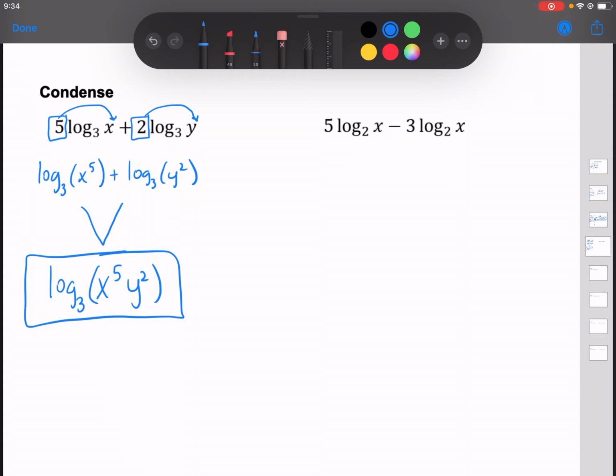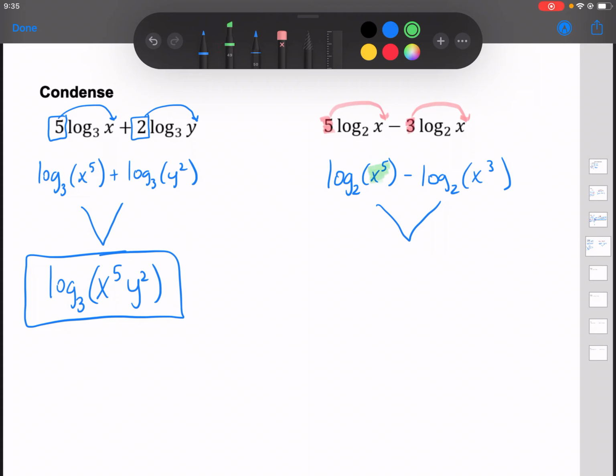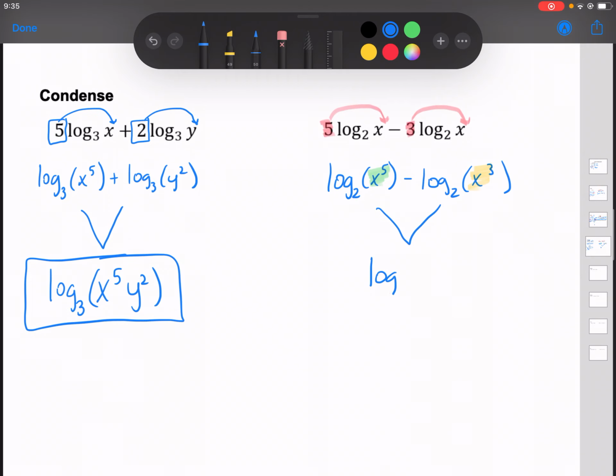So we'll do another one. Once again, first step is to move exponents. Now notice I'm only moving a positive 3 in. So I'll keep the subtraction there. So I have log base 2 of x to the 5th minus log base 2 of x to the 3rd. And we'll condense those. Now there is subtraction this time, meaning there will be a fraction.